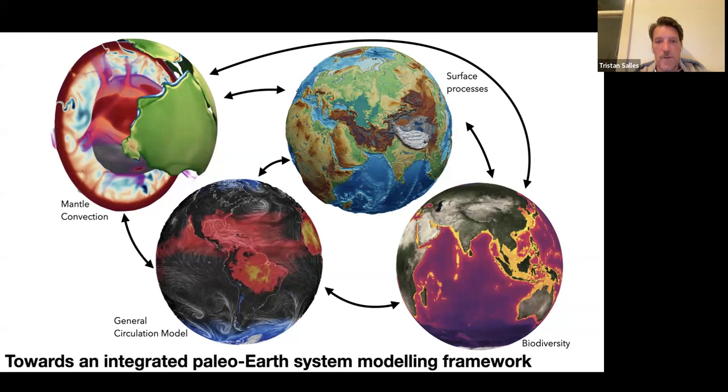Our idea is to be able to add the surface processes component into this global paleo earth system modeling framework. So there are people who have been working on mantle convection at global scale. There are paleo climate models and the biodiversity, which at the moment is using these two components, so plate reconstruction and paleo climate. And potentially our goal will be to add this surface processes component on top of that to see how it might help to evaluate biodiversity over deep time. Thank you.